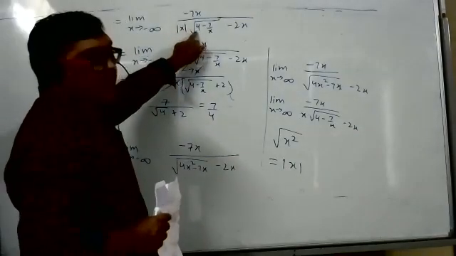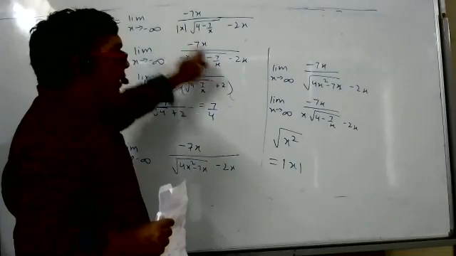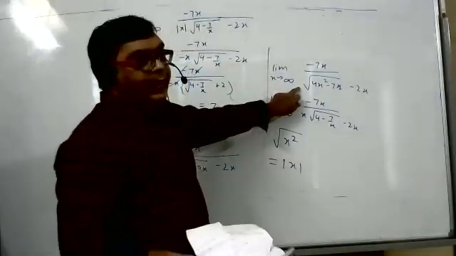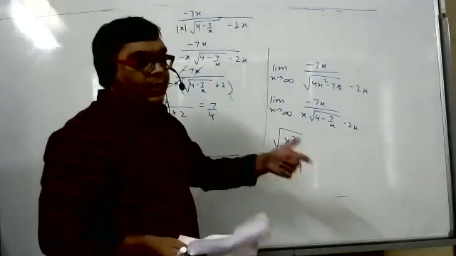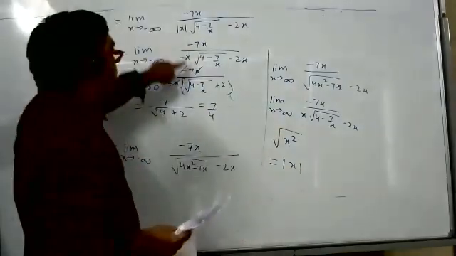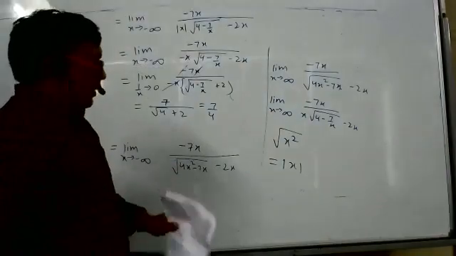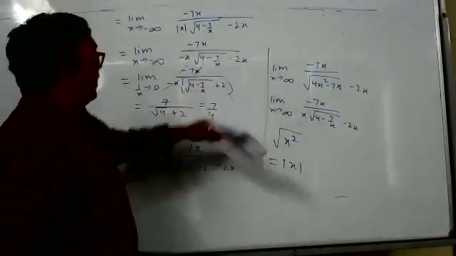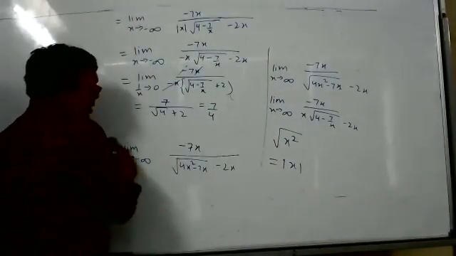When we took x square outside, it has to be mod x. And in this case also it should be mod x. But if we write x also, it is okay, because by default mod x is x only when x is positive. But mod x is minus x when x is negative. That's why we were not getting 7 by 4 the other day. Now I have done it.